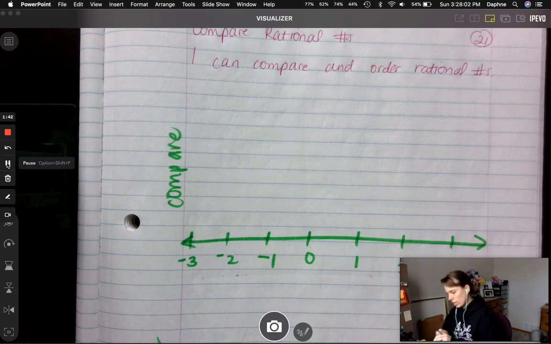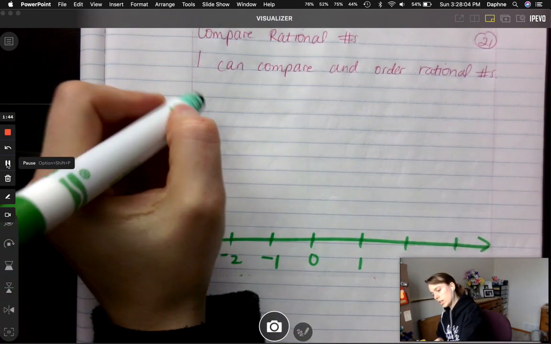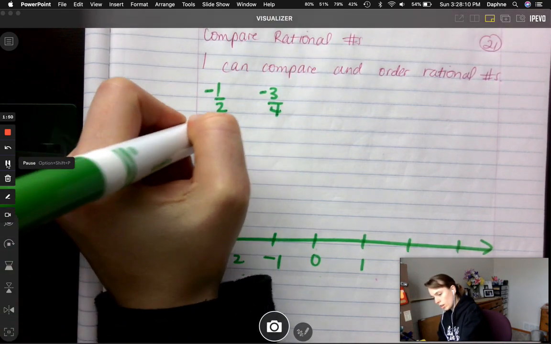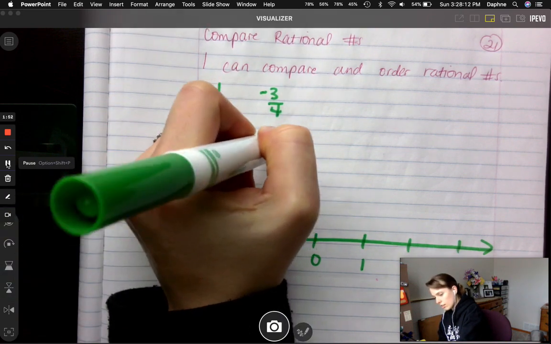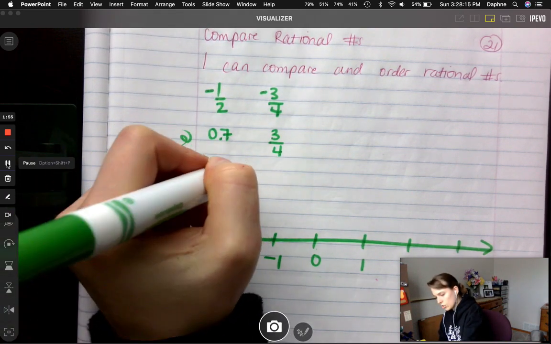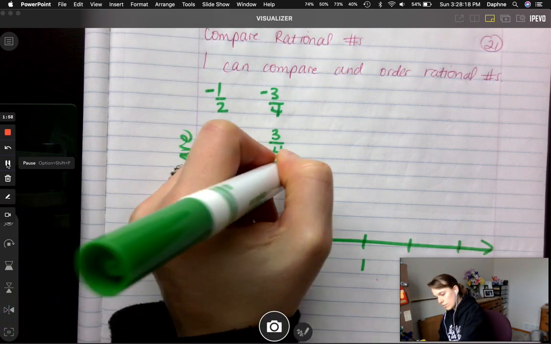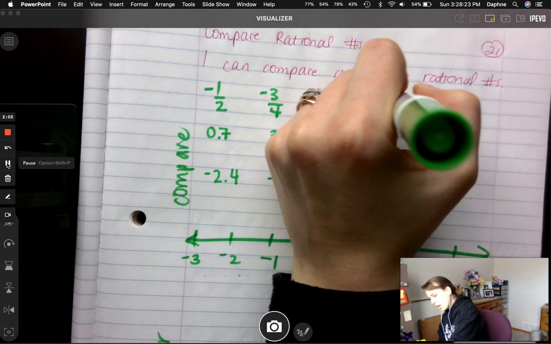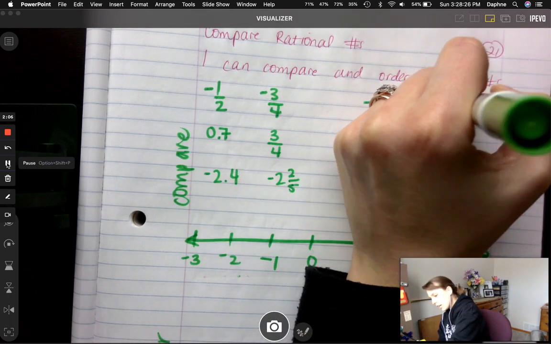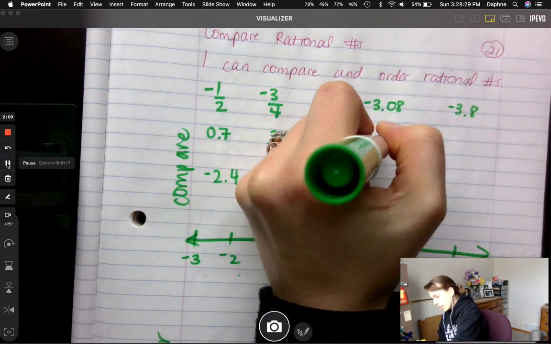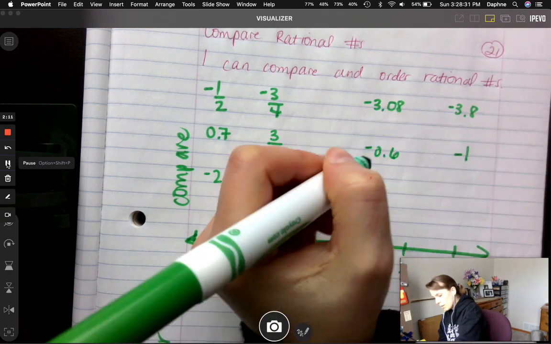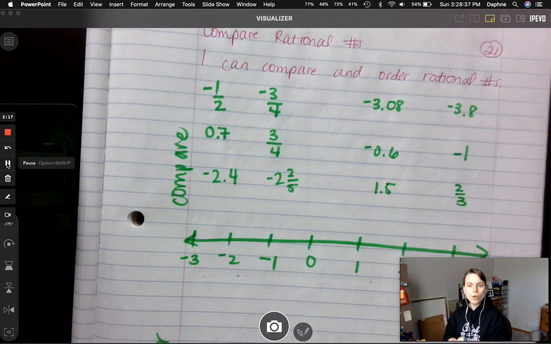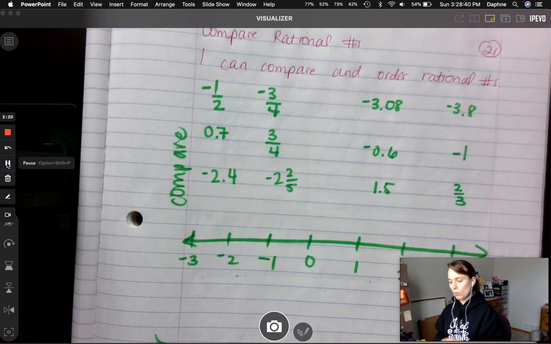So here are what we're going to compare. I want you to compare -1/2 with -3/4. I want you to compare 7/10 and 3/4. I want you to compare -2 and 4/10 and -2 and 2/5. I want you to compare -3 and 8/100 with -3 and 8/10. I want you to compare -6/10 and -1 1/2 by 2/3.